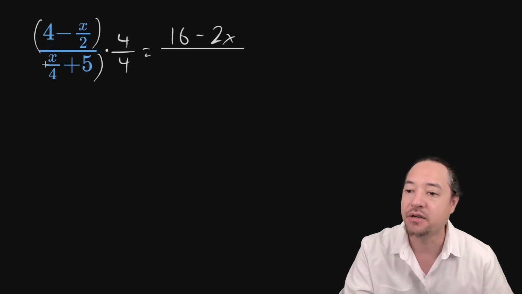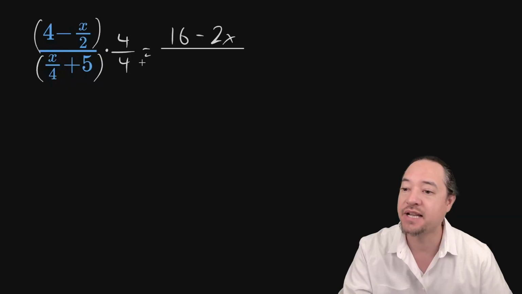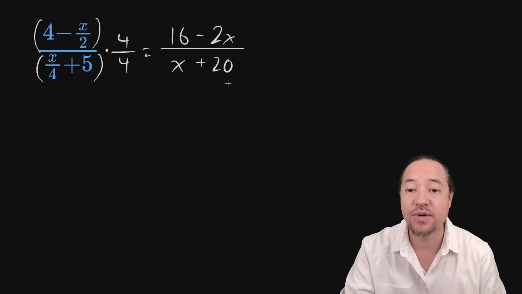And in the denominator, I'm multiplying 4 by that entire denominator. So 4 times x over 4, well, that's just x, and 4 times 5 is a 20. Okay, so there we go. That's what I get here.